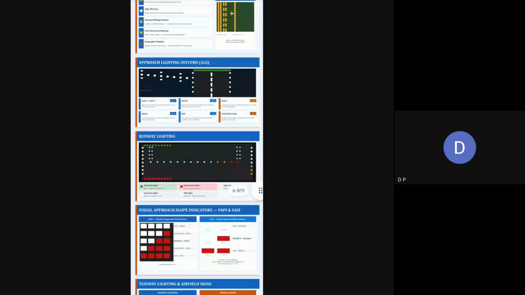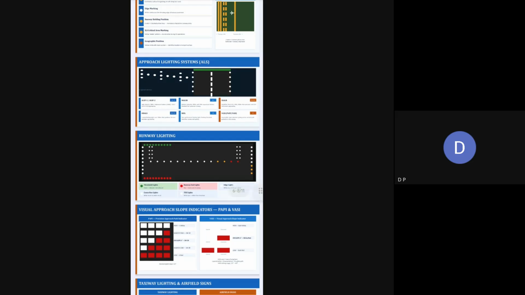MALSR, which is medium intensity, standard for CAT I runways. ODALS, which is five flashing lights, basic non-precision guidance. REIL, which is two flashing lights identifying the runway quickly.